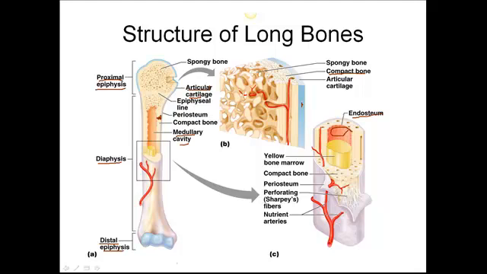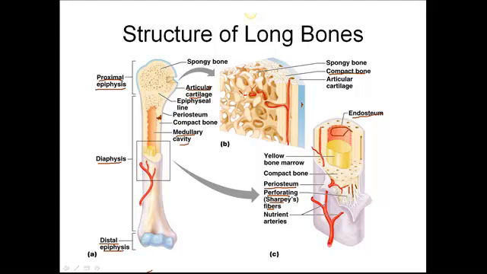Periosteum. And then you have these what are called perforating or Sharpey's fibers. They're actually little tiny ligaments that attach the periosteum to the bone.